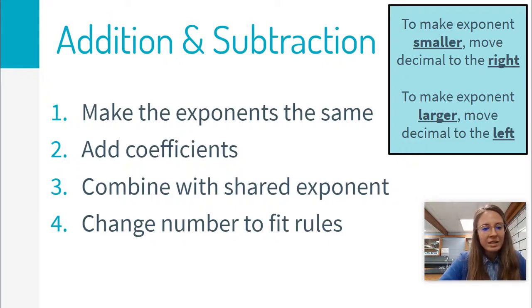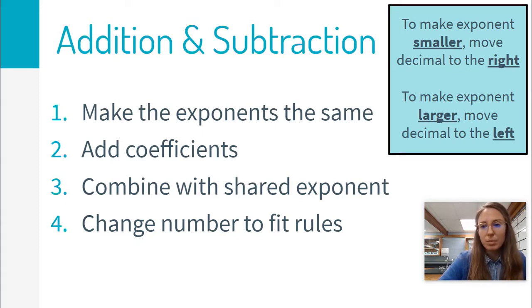Once you've done that, then you just have to check and make sure that your new number fits the scientific notation rules, meaning there's only one digit to the left of the decimal between 1 and 9. So as you are changing that, then you might also then have to change the exponent, but your final answer can only have one digit between 1 and 9 to the left of the decimal.